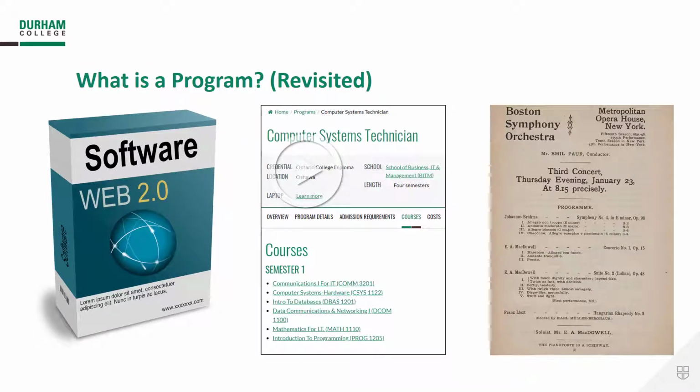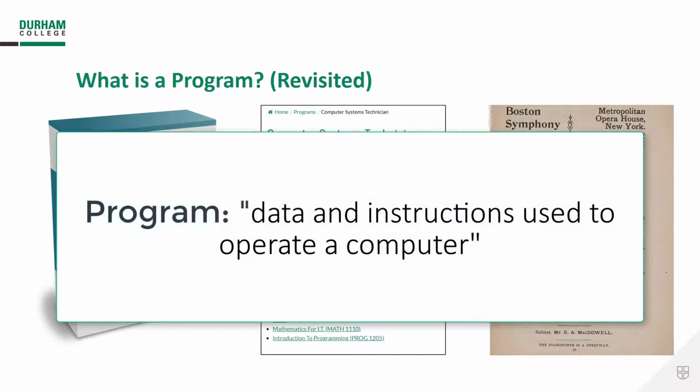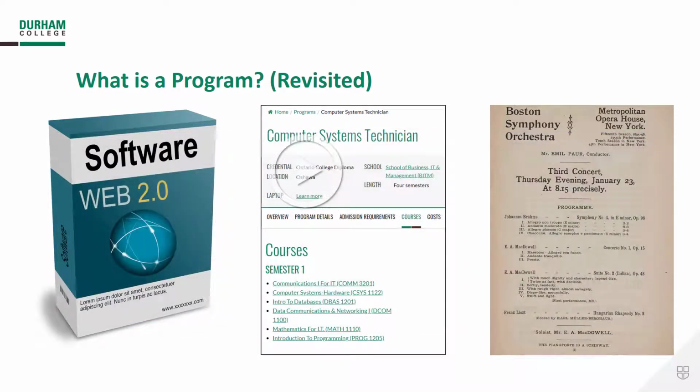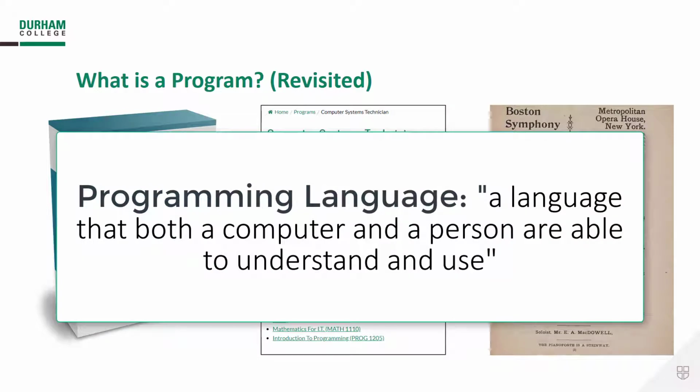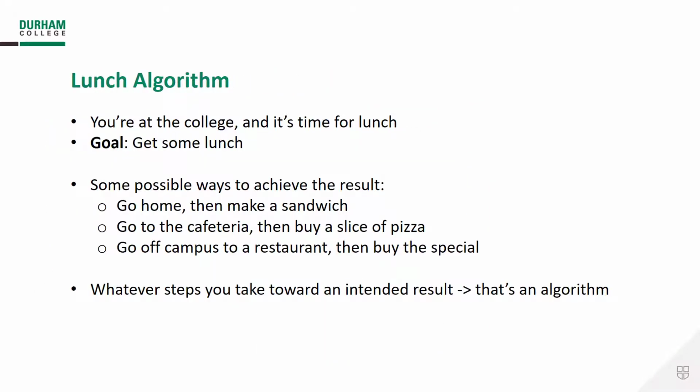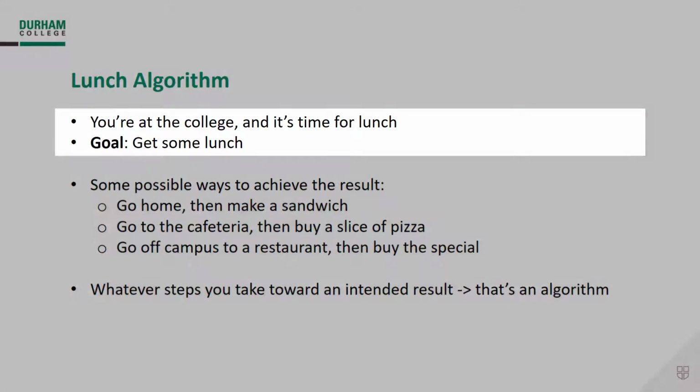In one of the Getting Started videos, we discussed the meaning of the word program, and the video said that one textbook definition for a computer program is data and instructions used to operate a computer. We also talked about what a programming language is. A programming language is how we write something that both a computer and a person are able to understand and use. Next, let's talk about what an algorithm is, and we'll start off with an example.